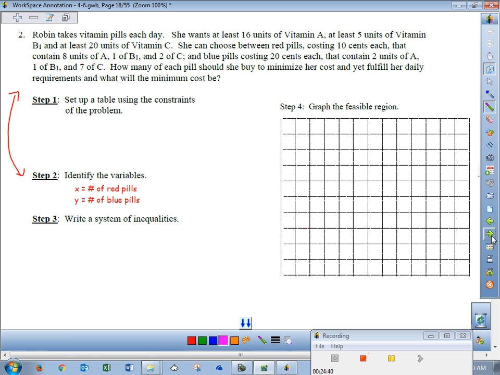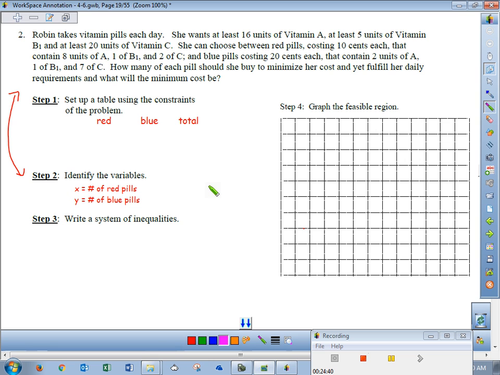So I'll let x equal the number of red pills. Don't just let x equal red pills, right? Accurately defined. And y equal the number of blue pills. And that right there is going to be the tops of our table. So, boom, we've got a red, we've got a blue, and then we'll have that total category again.